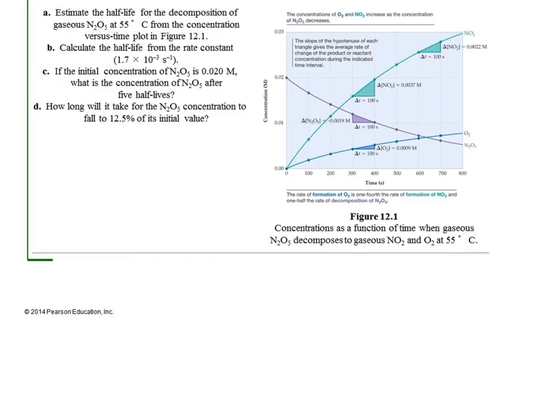What we want now is C. Let's take a look at C. The initial concentration of dinitrogen pentoxide is 0.02 molar. What is the concentration of dinitrogen pentoxide after 5 half-lives?